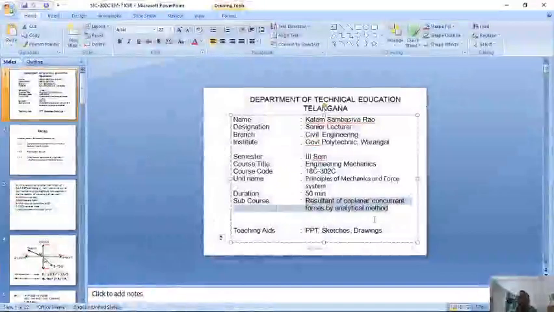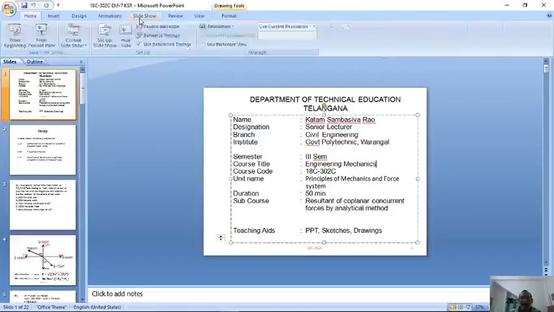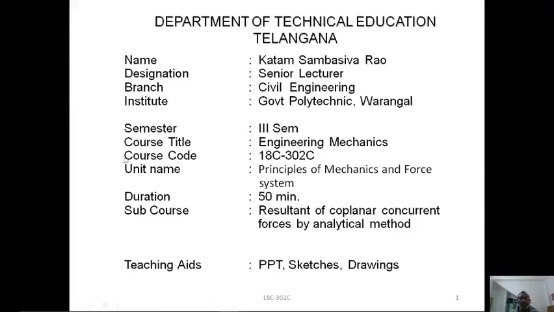Today we are going to learn about the resultant of coplanar forces and coplanar concurrent forces by analytical method.